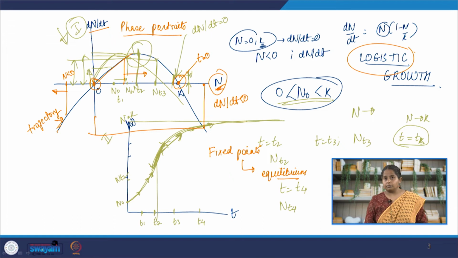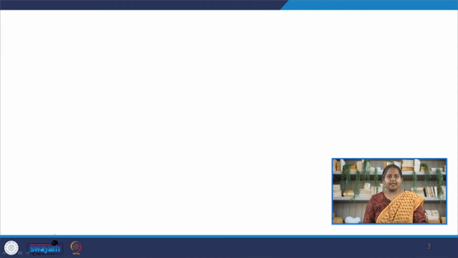There are two kinds of fixed points. Here we have two fixed points, so let's look at both of them. They are different, they are not the same, even though dn by dt is 0 in both of them. I'm going to clean up the screen a little bit for you, and then I'm going to explain how they're different and what they're referred to as. Alright, the slide is clear now.